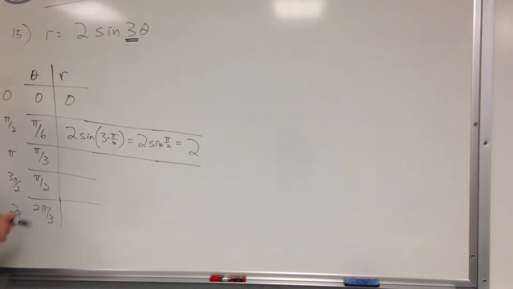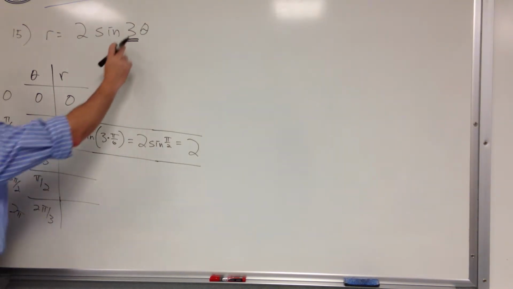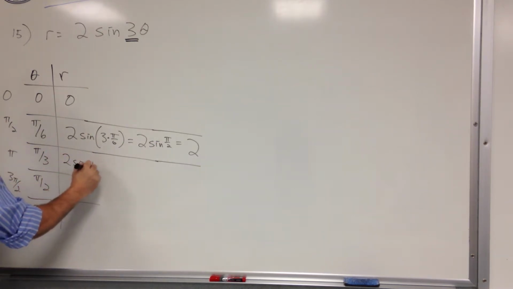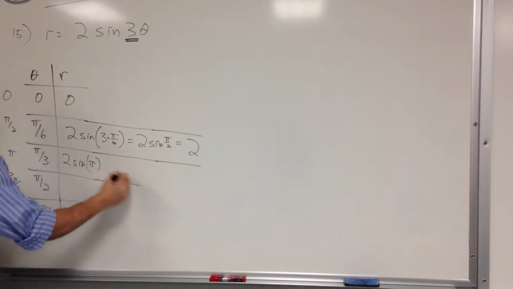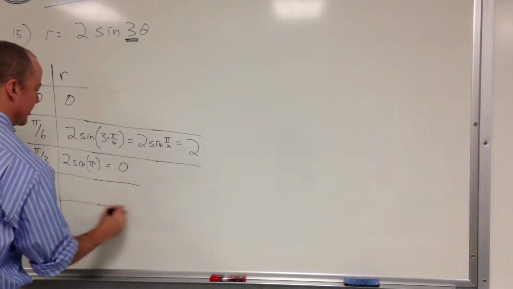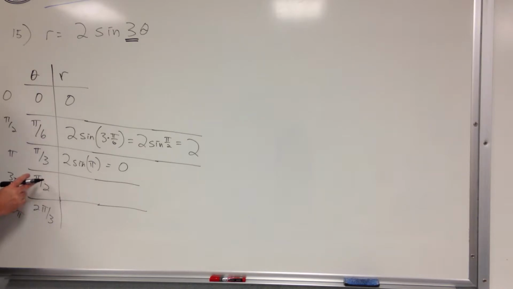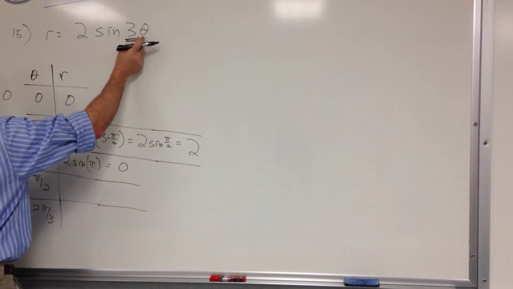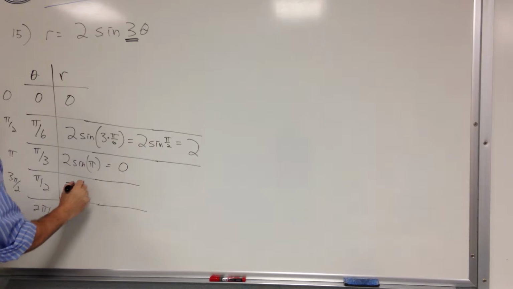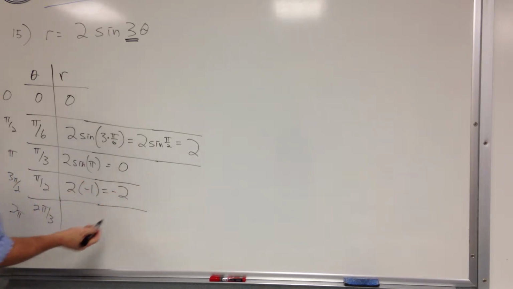Okay, so similarly, when I put pi over 3 in and multiply 3 times that, I'm only going to be dealing with the sine of pi. What's the sine of pi? 180 degrees. How up and down are you? You're 0. 2 times 0 is 0. Very good. Similarly, when I take pi over 2 and place it in, I multiply pi over 2 by 3, and suddenly I'm talking about 3 pi over 2, or 270 degrees. Sine of 270 degrees is negative 1, so that's negative 2.